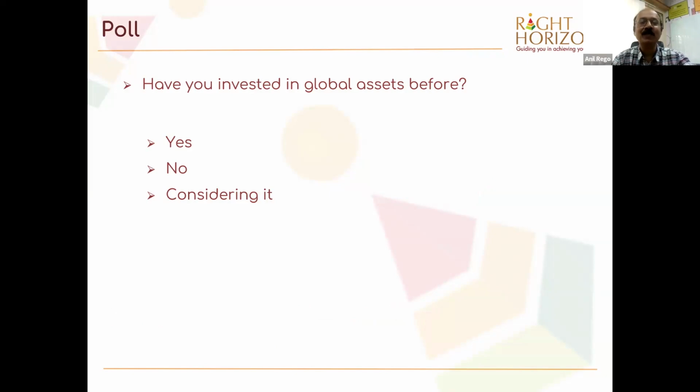So, Tara, can you just run the poll on basically, have you invested in global assets before? Yeah, we have a reasonably good participation. I'll give maybe a few seconds so that anybody who would like to participate in the poll can. Okay, I think that's good. So maybe we'll end the poll here. What's interesting is almost 33% of us have invested in global assets before. But a lot of us, over 58%, has not, and about 9% of us are considering it. So thank you for participating. I will go to the next poll.